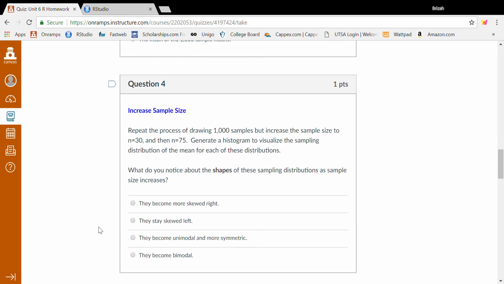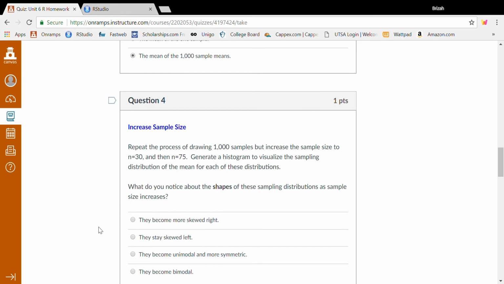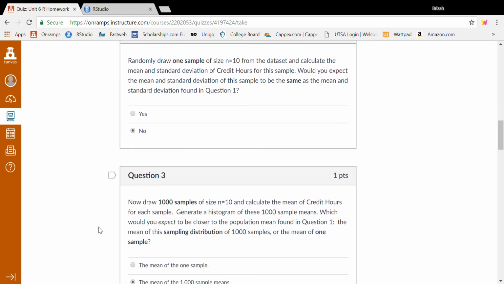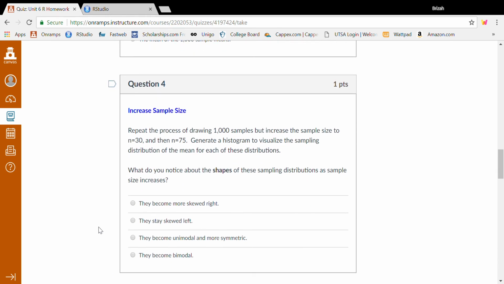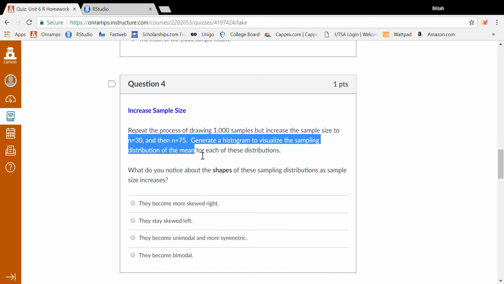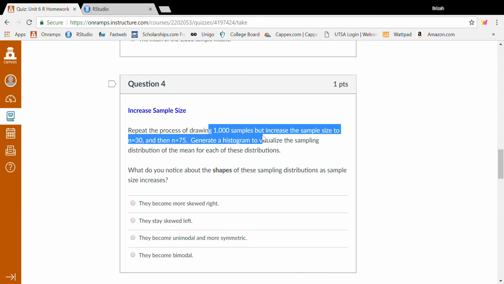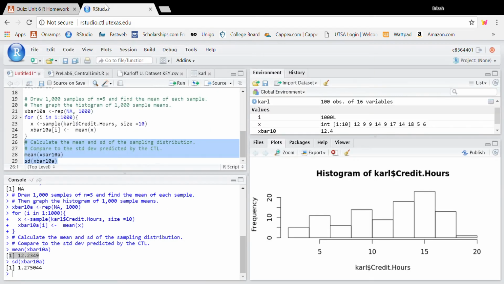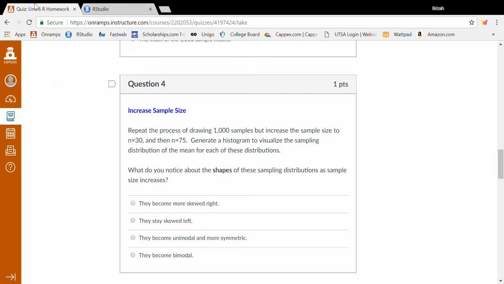Okay, question 4. We will be using the same code as we used in questions 2 and 3. However, this time we will use different ends. So we're going to use 1,000 samples still, but the sample size will increase. Like always, it's also asking for shapes, and when using sampling distributions, it is always histograms.